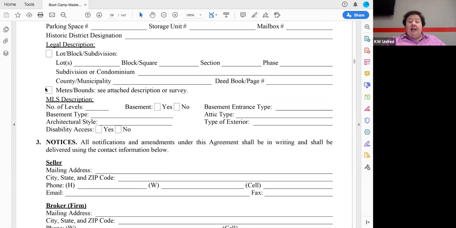Okay. Then if you're selling land or you are out in the country and it's not a block or subdivision, then it could be metes and bounds, and you would have to use that one and then attach a survey. MLS description.